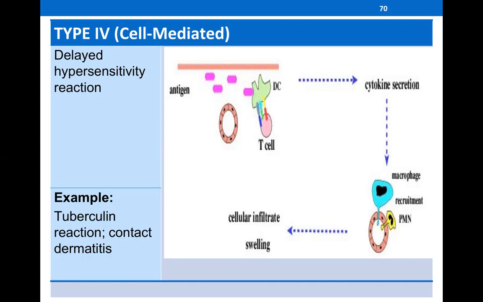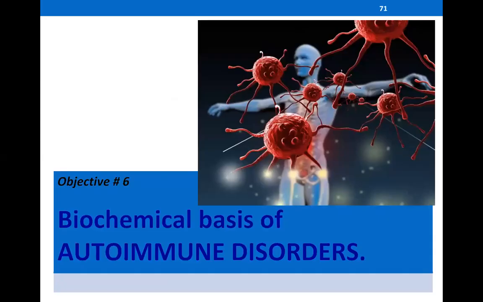Okay, so please take note of the different types of hypersensitivity reaction, their other names, their mechanisms, and the examples of each type. All right, so let's move on. So after hypersensitivity reaction, let's go now to biochemical basis of autoimmune disorders.